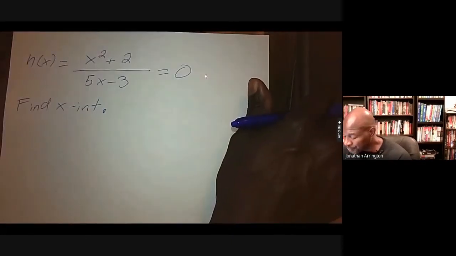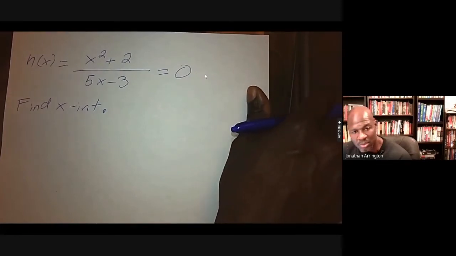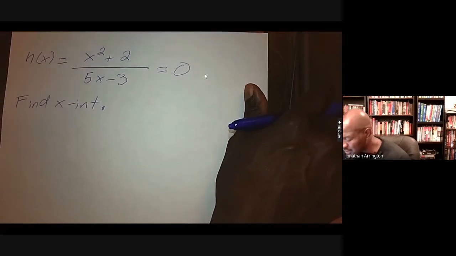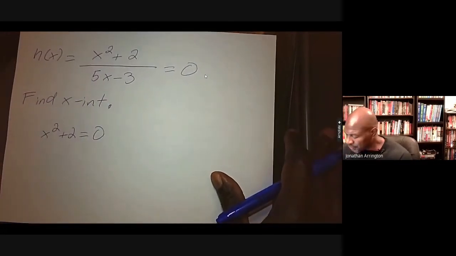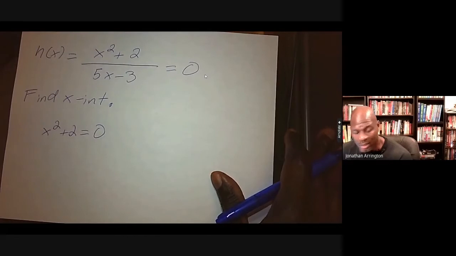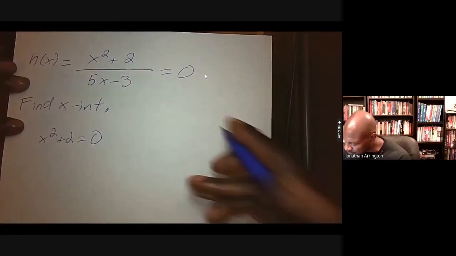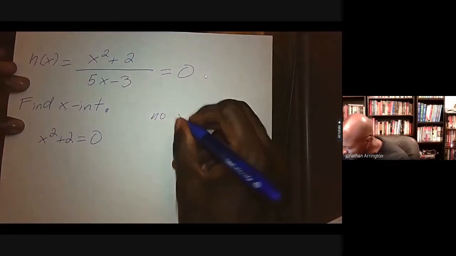All right. So this, of course, means we're just going to solve the numerator, when we have a rational expression like this. So this is what I'm going to solve. That's the equation you want to solve. And so understanding this equation, I'm ready to write my answer. This guy does not have an x-intercept.